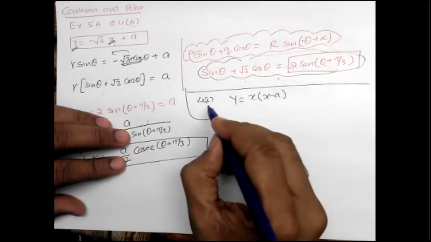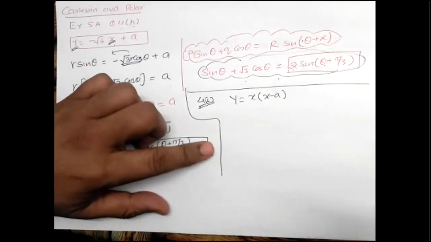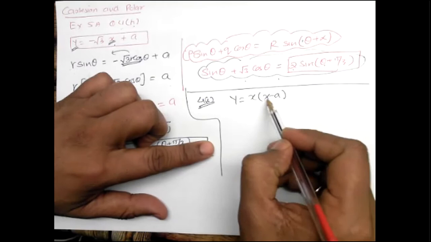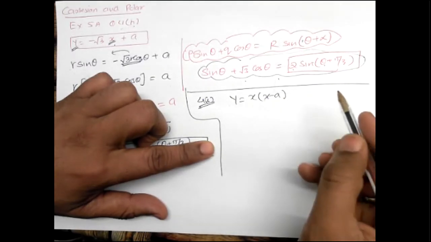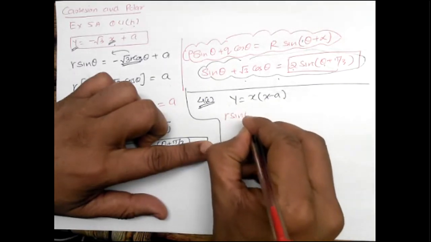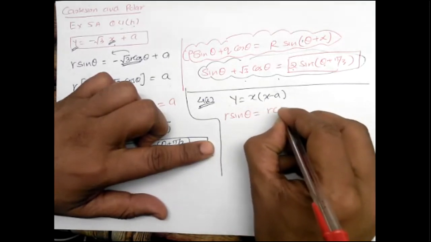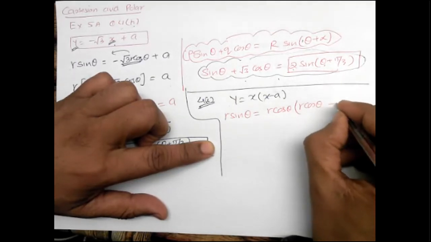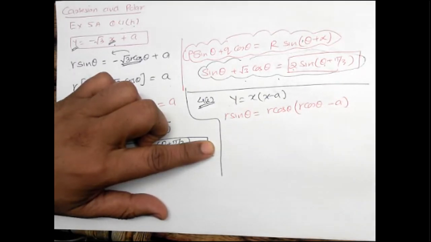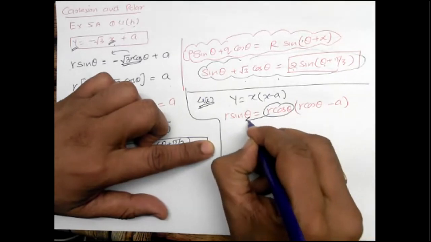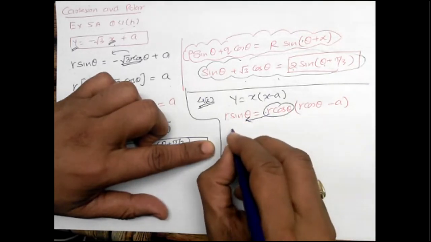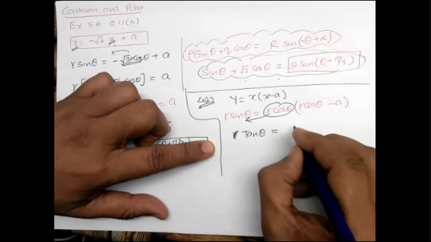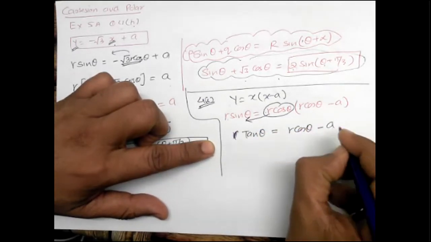Right, so this is another question 4i from the same book. Okay, so let's change this. Target is get rid of x and y and bring in r and theta. This is r sin theta is equal to r cos theta times r cos theta minus a. If I take this to this side, what's going to happen? r and r will cancel. This will be tan theta, not r tan theta, just tan theta is equal to r cos theta minus a.